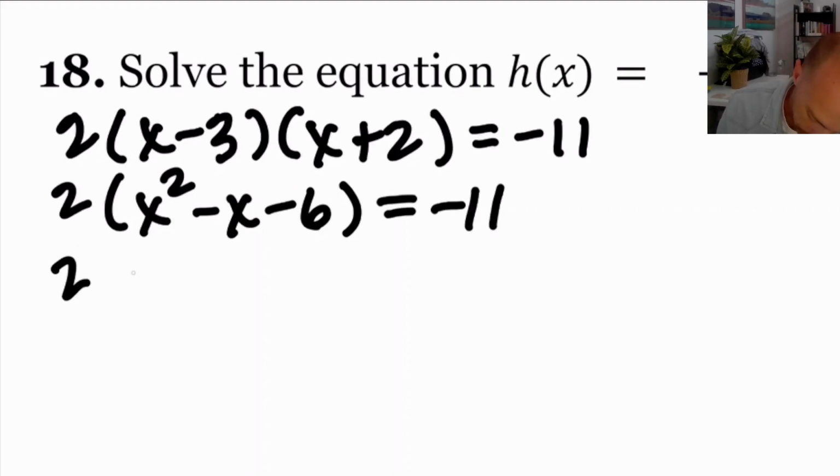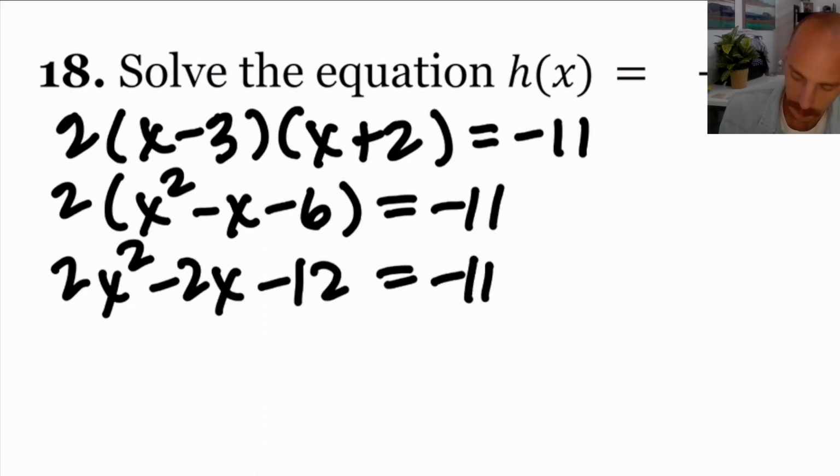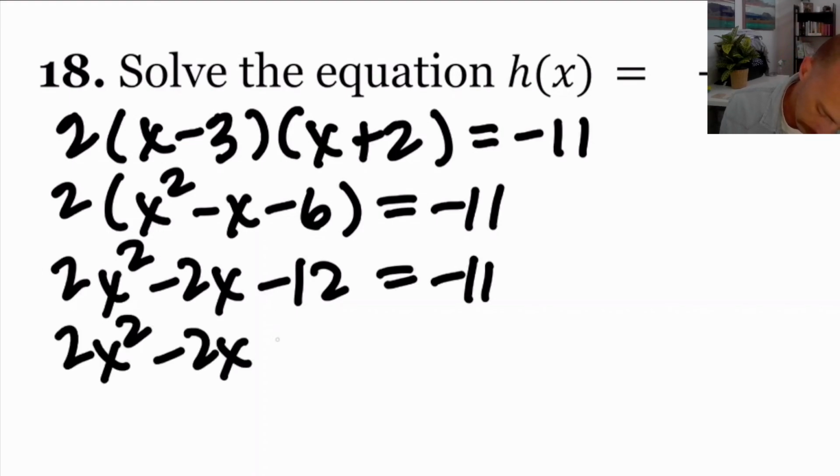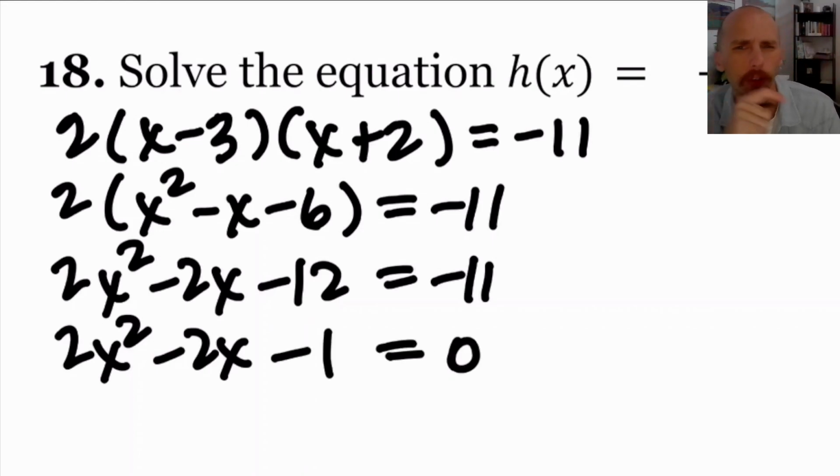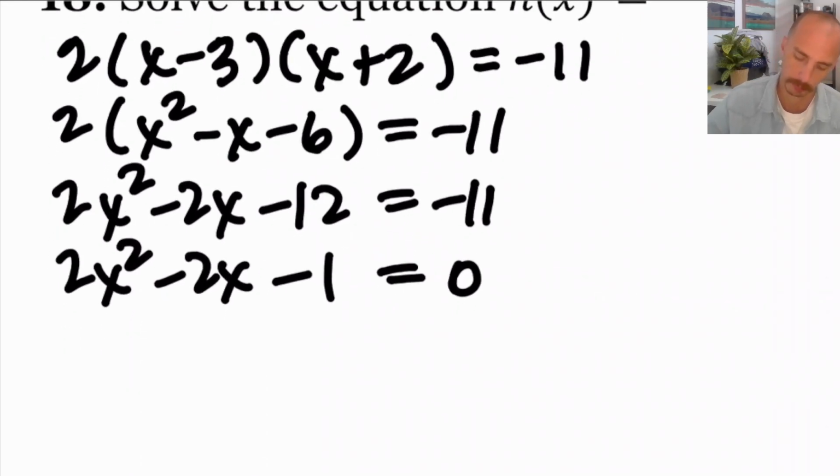Okay, so I'll have 2x squared minus 2x minus 12 equaling negative 11. I'll add the 11 to both sides. 2x squared minus 2x minus 1 equals 0. And I'm going to look at this and see if I can factor, because it looks like maybe it could be. Can I think of two numbers that multiply to negative 2, for multiplying the leading coefficient and the constant term, while adding to the middle term, negative 2, and I don't think I can. Yeah, it's going to be 2 and negative 1 or negative 1 and positive 2. Neither of those are going to add to negative 2. All right, so it looked factorable to me, but it was not.